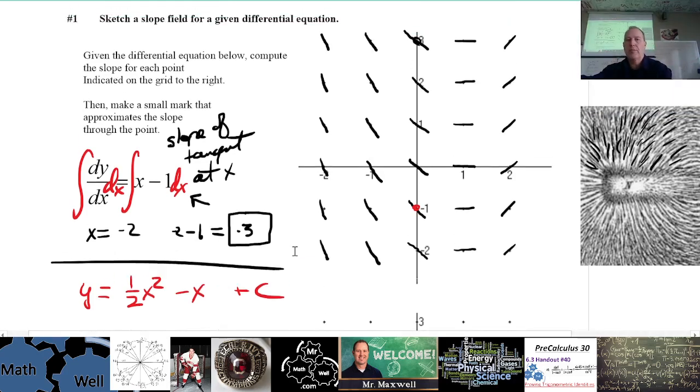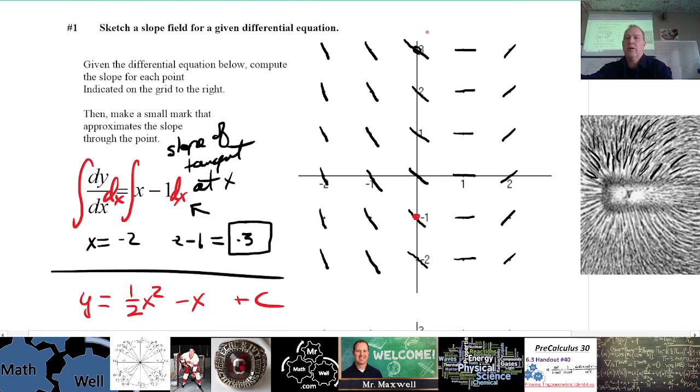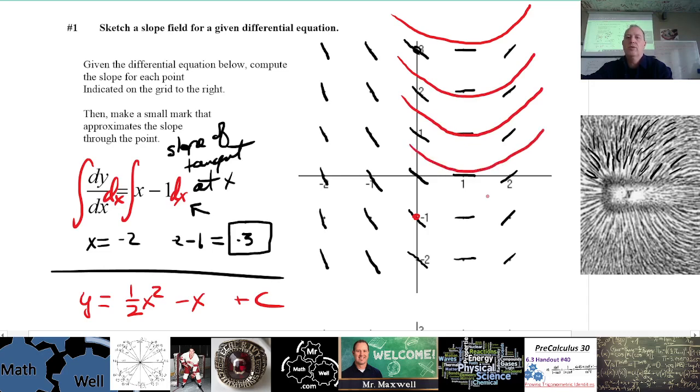But one of the possible solutions, if you bear with me, could look like this. It could be a parabola that looks like this. It could be a parabola that looks like this. Or a parabola that looks like this. And what I want you to see is that anywhere where I draw these possible solutions, do you see how the graph kind of fits in with the slope fields?